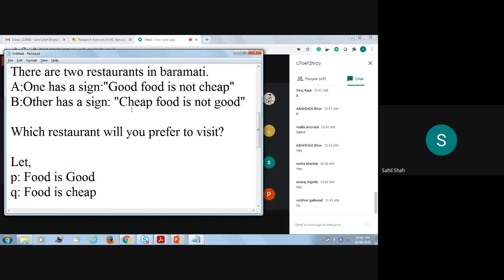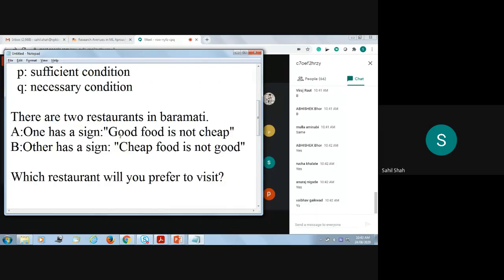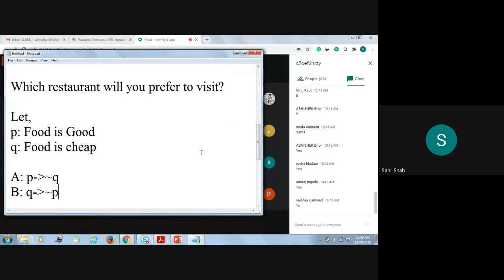So we need to check whether both of the signs are trying to convey one and the same meaning, or whether one sign has different truth values in comparison with the other. That means I need to check the logical equivalence of A and B. In English, we are looking to see that both statements convey one and the same meaning, good food is not cheap or cheap food is not good. Both make sense. Okay, let us try to check.